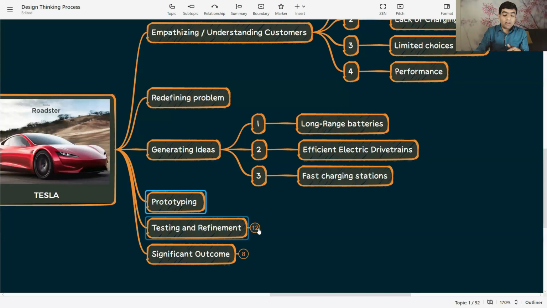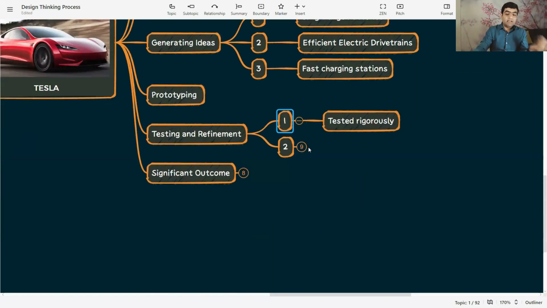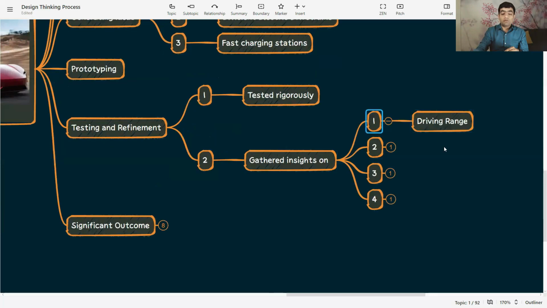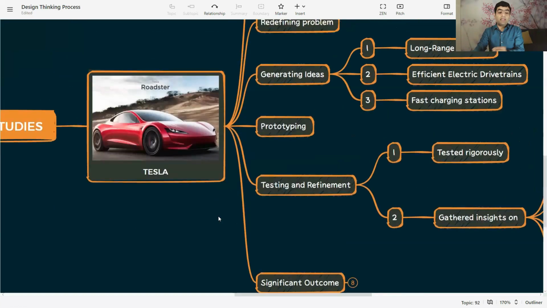They have done various tests considering the end customer's comments, and they tested it rigorously, and you can see they gathered insights on these problems. First, they got insight on the driving range, the charging experience, how it was, comments on the performance, and comments on the user interface, and again they refined their car. So this is the design thinking process they used, and they came up with the first electric car in 2008, that is the Roadster.